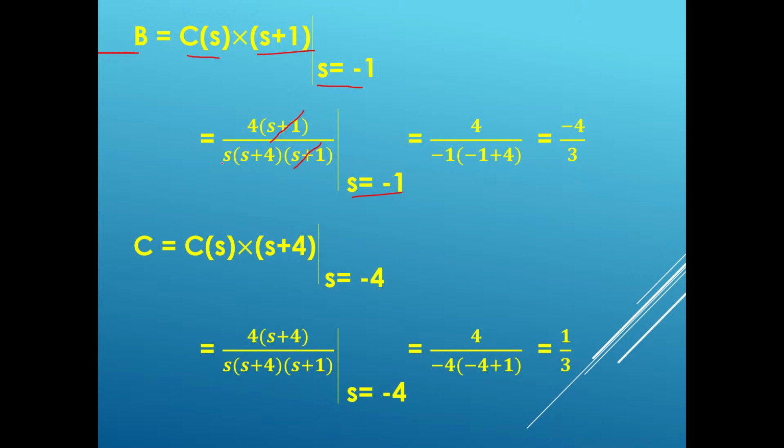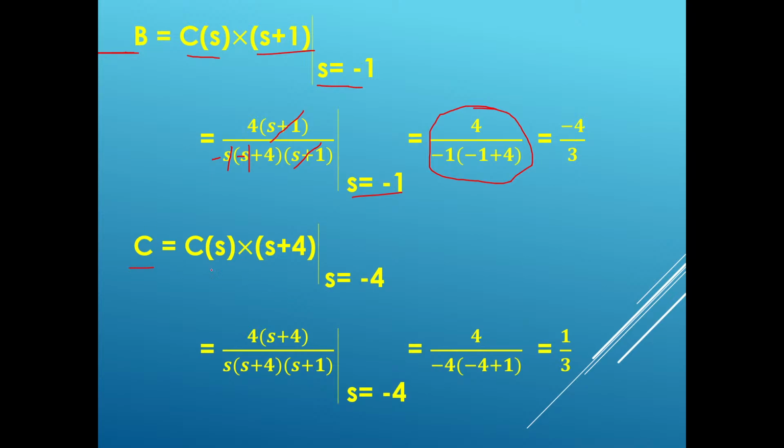Substitute s is equal to minus 1. So here minus 1, here minus 1. What do you get? 4 divided by minus 1 into minus 1 plus 4. Minus 1 plus 4 you will get plus 3. 3 into minus 1 you will get minus 3. So 4 divided by minus 3, you can rewrite it as minus 4 by 3. So that is our B value.